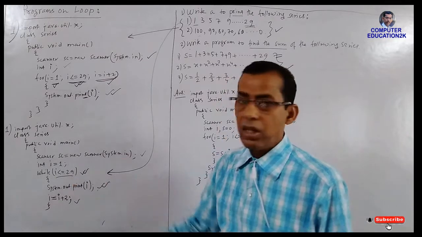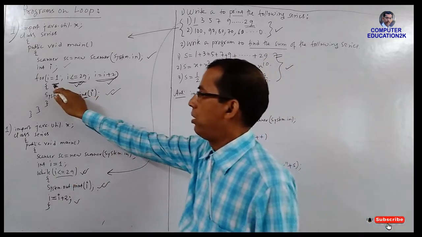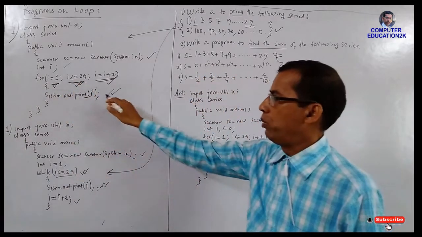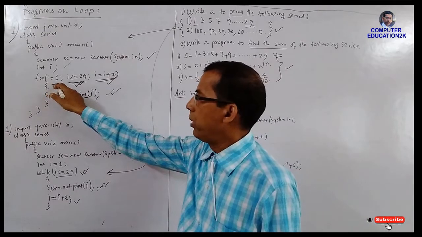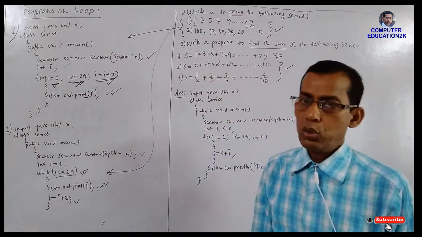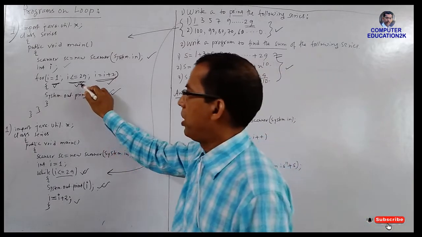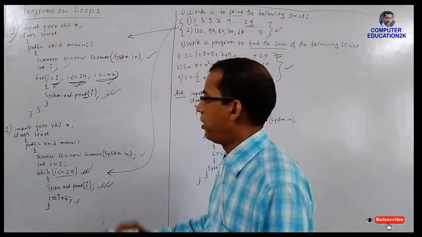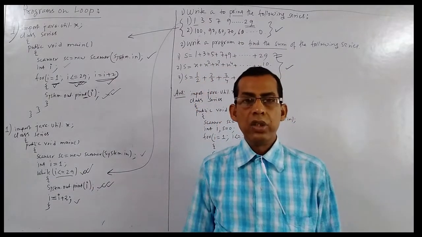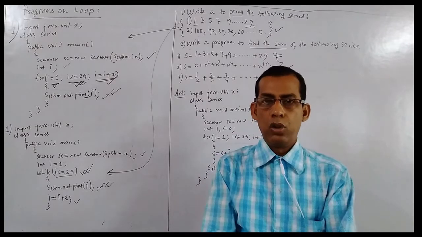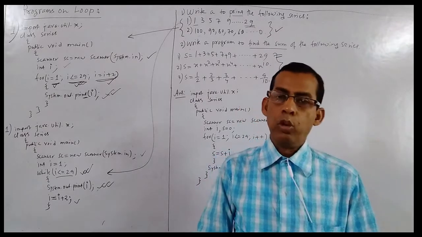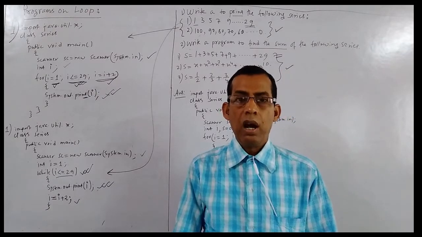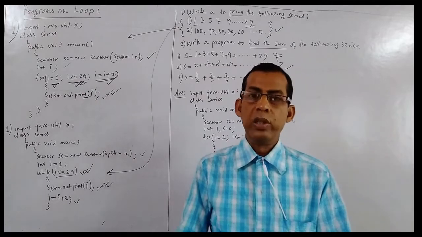So here I am checking the condition first. Here also, the first time the value of i is 1, 1 is less than 29, yes, the condition is true, 1 will be printed. Then i will become 3, 3 is less than 29, yes, the condition is true, 3 will be printed. So here I am checking the condition first and then printing. This is called an entry control loop. For loop and while loop are both entry control loops. But in do while we will check the condition afterwards. After printing the value we will check the condition.